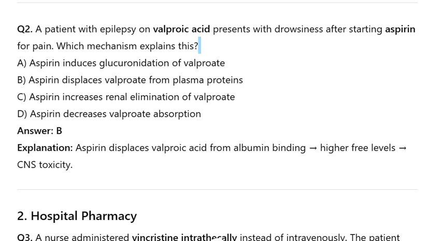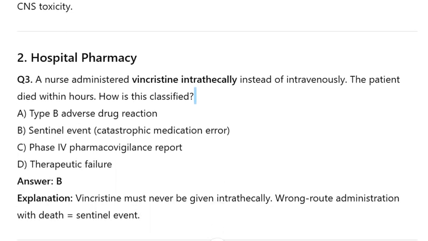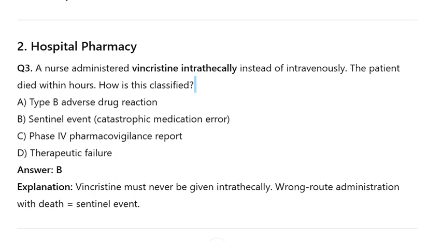Number 2. Hospital pharmacy. Q3. A nurse administered vincristine intrathecally instead of intravenously. The patient died within hours. How is this classified? A. Type B adverse drug reaction. B. Sentinel event, catastrophic medication error. C. Phase 4 pharmacovigilance report. D. Therapeutic failure. Answer B.